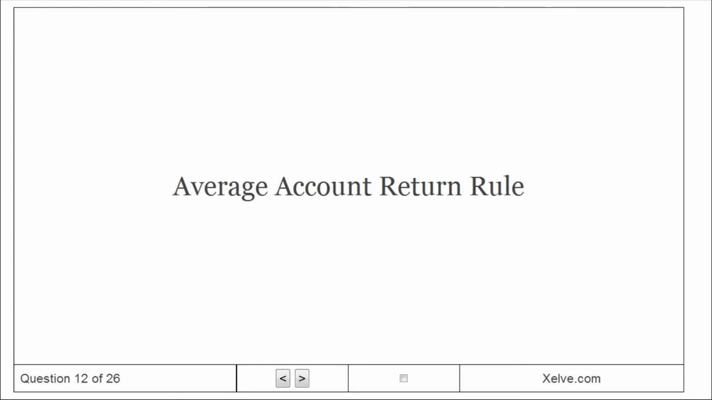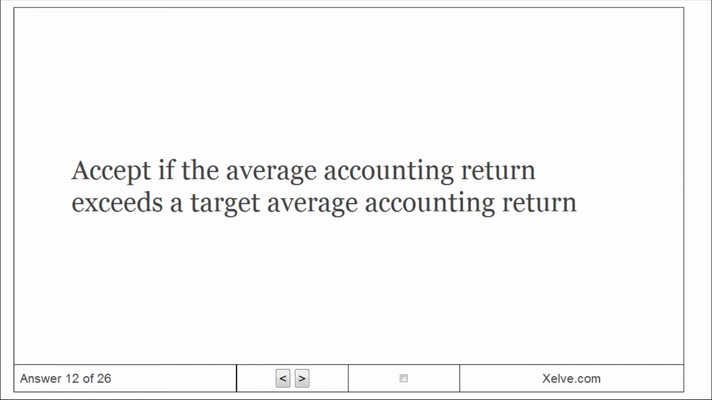Average accounting return rule. Accept if the average accounting return exceeds a target average accounting return.